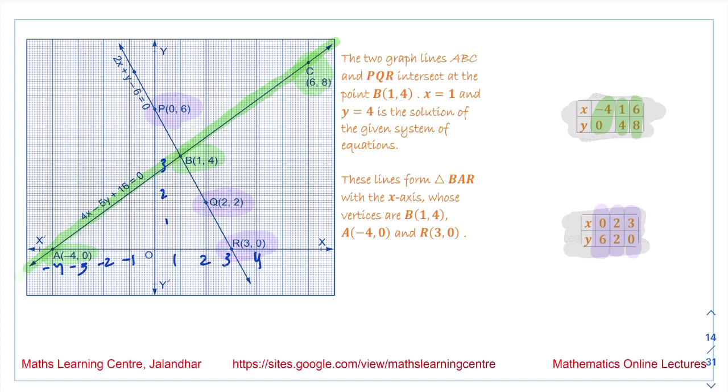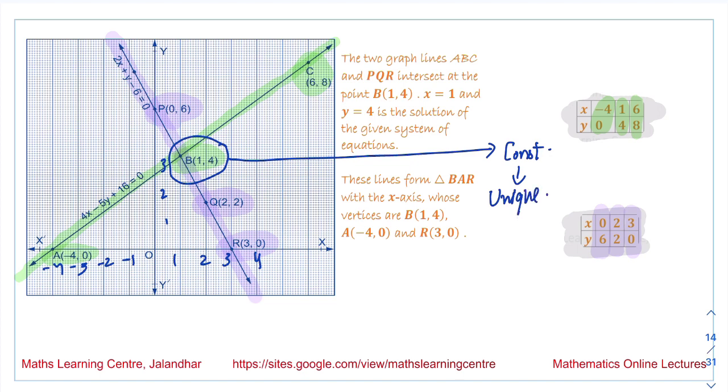This is one line we have obtained, and this is the second line we have obtained. These are the two lines that we have obtained here, and both these lines are intersecting at this point B. So what does this represent? This means that the system of equations is consistent and has a unique solution, and that solution is x is equal to 1 and y is equal to 4. This is the solution of this consistent system.